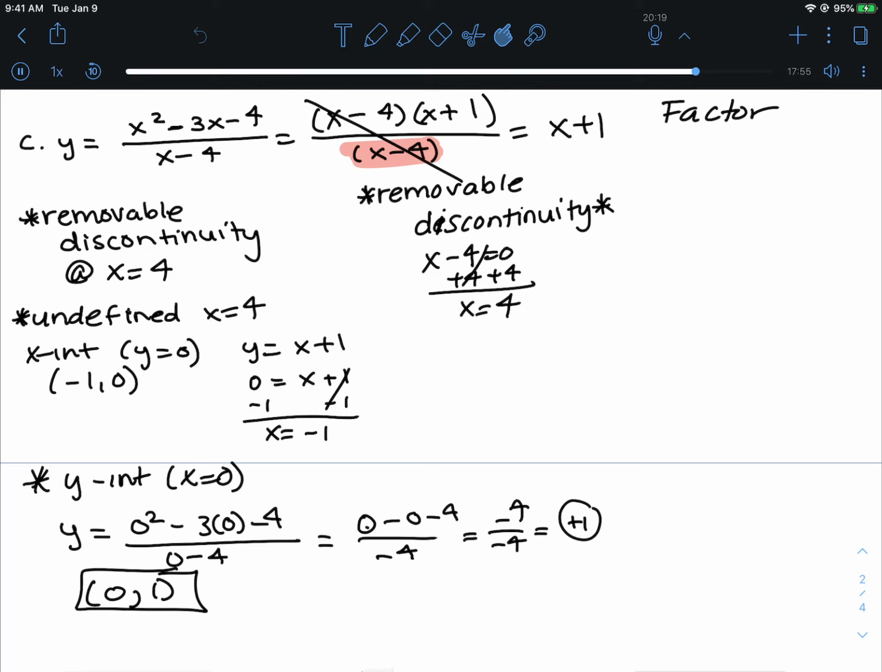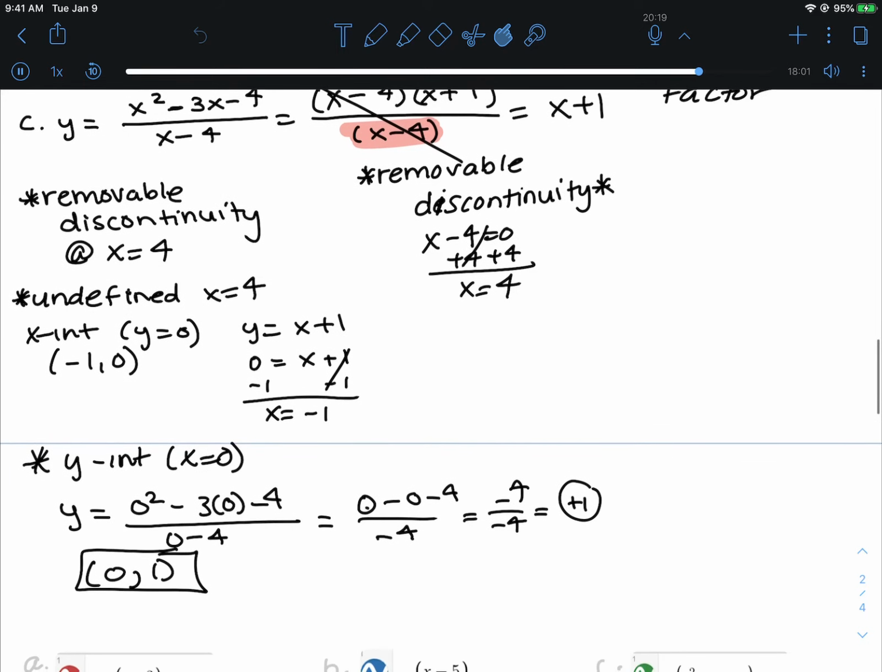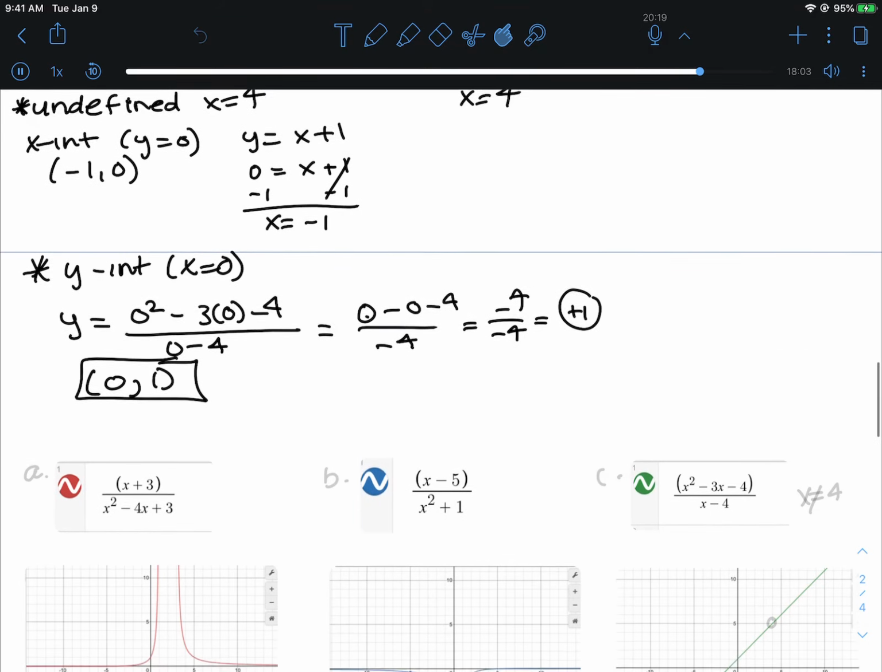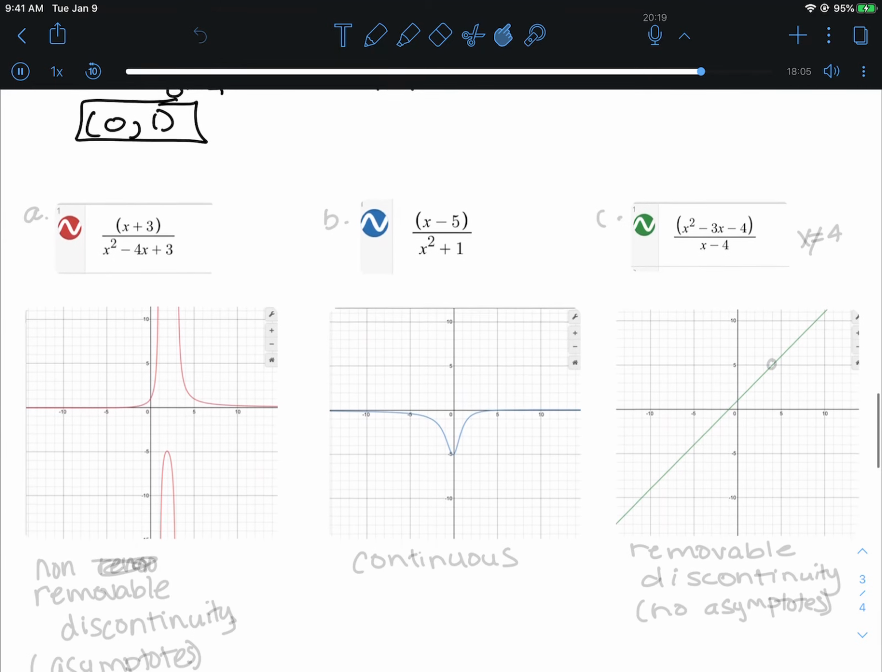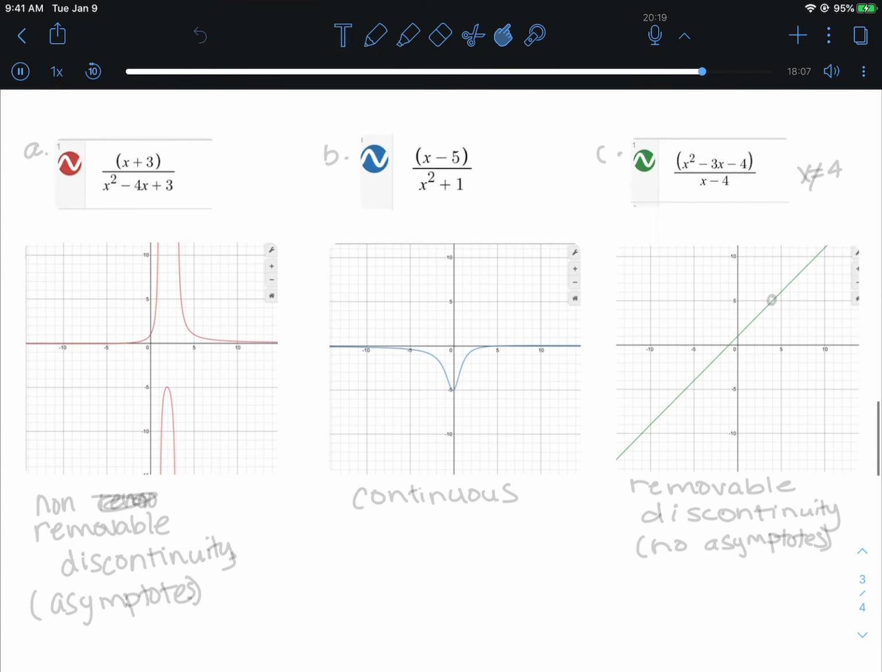Okay, now I'm almost done, but I just wanted to show you what the removable and the non-removable discontinuities look like. So example number 1, this one in red, was the first example that we started with. So this was example A. Okay, and now we said that this had a non-removable discontinuity.